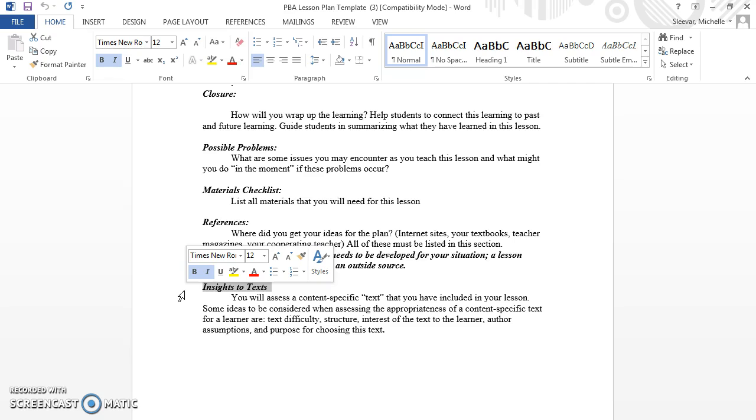Now, if you don't have a book that goes with your lesson, perhaps you're referencing a book from the previous lesson, that's fine too, but you need to address that particular book in this section. The lesson that I will observe must have a piece of literature connected with it, because in your graded PBA teaching cycle assignment, you will be given 10% of your grade based on just this section alone.